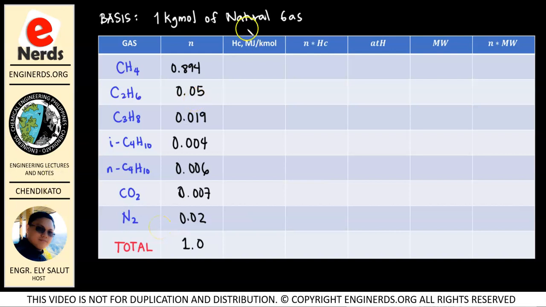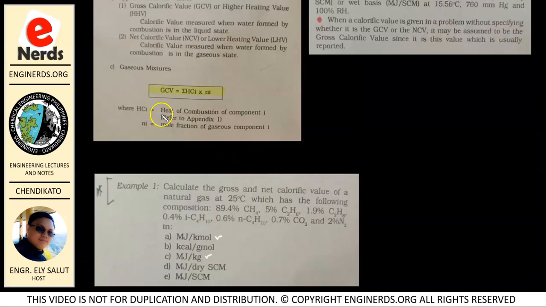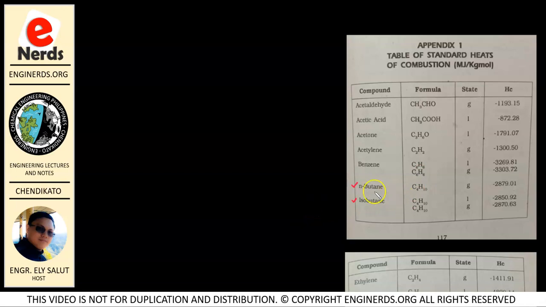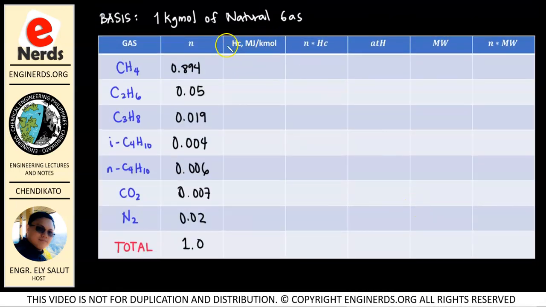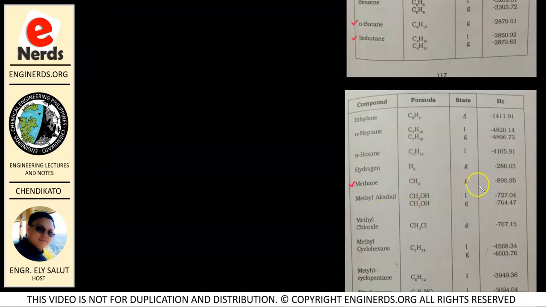Now, the next step is to find itong HC natin. Our HC is our heat of combustion of component i, so bawat component natin. And we can get that from Appendix 1. So, I already have here a copy of Appendix 1. At minarkahan ko na rin yung mga components natin para hindi tayo mahilo sa paghahanap sa kanila. So, kunin natin yung ating mga heat of combustion. Unahin na natin itong ating methane, CH4. Our methane CH4 is equal to 890.95.